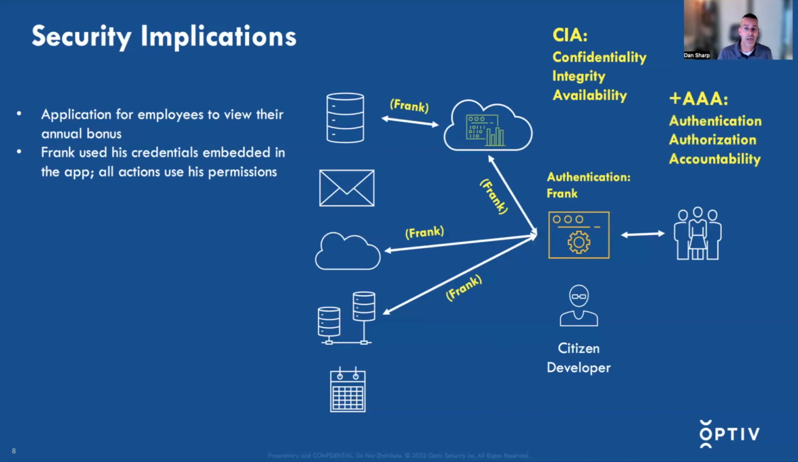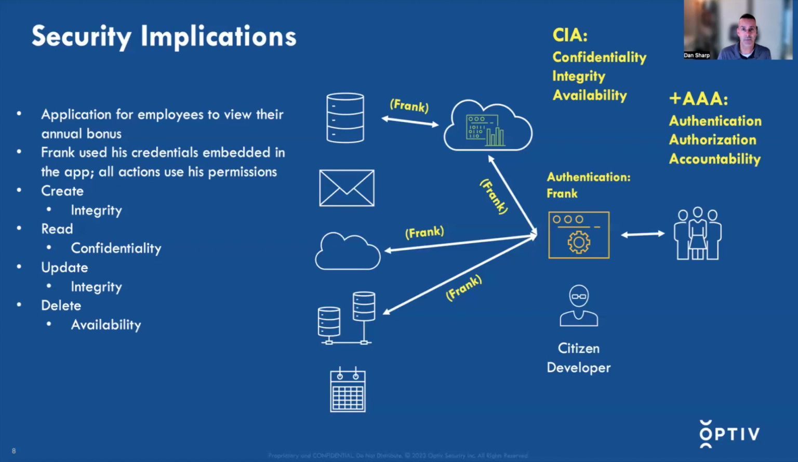So here we can see that because the permissions allow the user to create any new element of data, this impacts the integrity. They can also read any information that Frank has access to, so they are now capable of reading another employee's bonus. This violates confidentiality. They can also update any records that they see, which impacts the integrity, and they can delete any information, which impacts the availability.